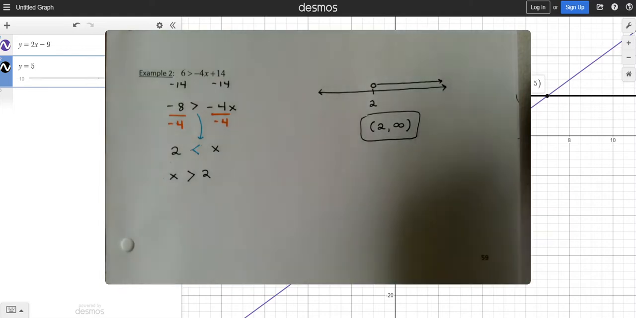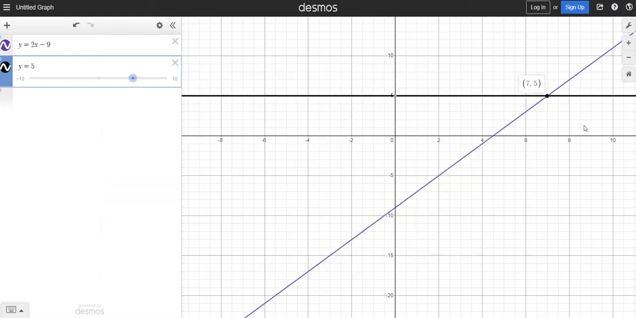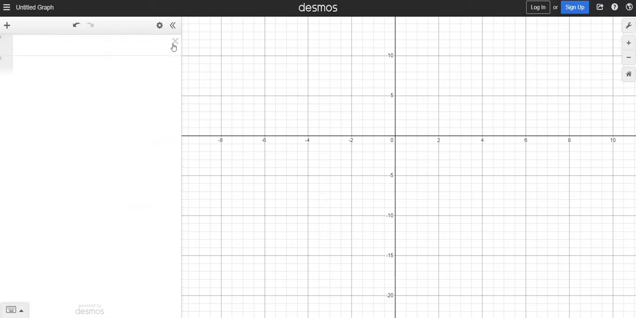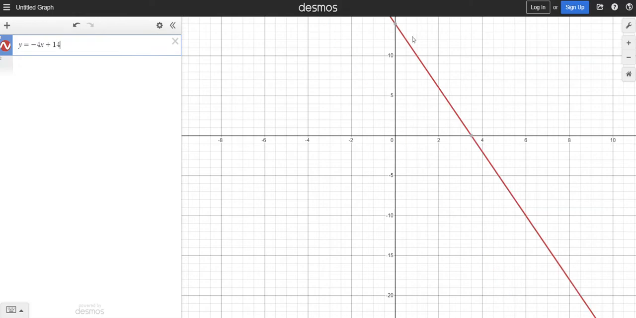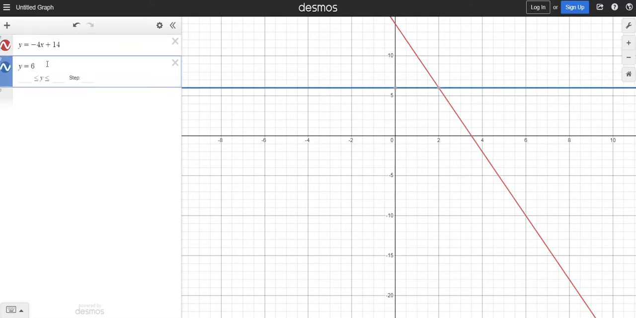All right, let's try this one out on Desmos. Let's see here. My line was y equals negative 4x plus 14. There it is. Notice that negative slope. Looks good. And then I'm also going to add y equals 6, which was the other side. Right. And if you remember, let me go back to this.